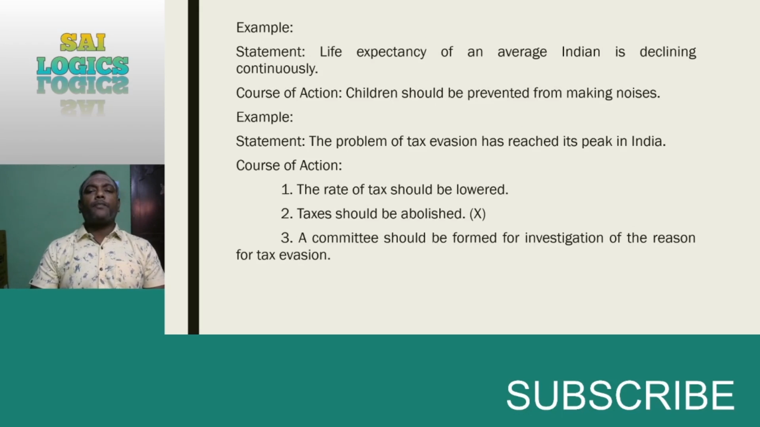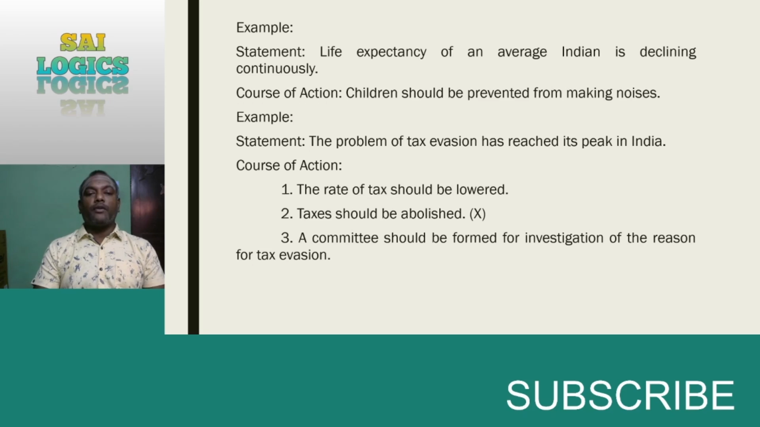Next, the life expectancy of an average Indian is declining continuously. There may be various reasons, but life expectancy of an average Indian is declining. So, the suggested course of action is that children should be prevented from making noise. The problem is too severe, but the suggested course of action is very simple. So, these types of answers cannot be treated as correct.